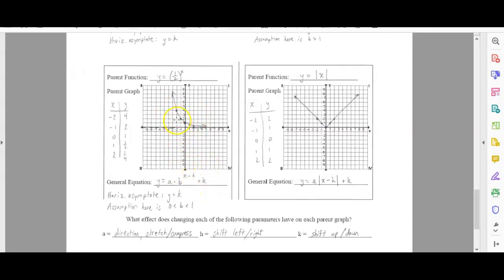If I have an a value less than 0 here, so in other words a negative a value, then the graph would do the mirror image. It would still approach the x-axis because of the fact the base is less than 1, but it would approach it from the negative side. All right, and if I had an a value greater than 1, then everything would be steeper. If I had an a value between 0 and 1, it would be flatter.